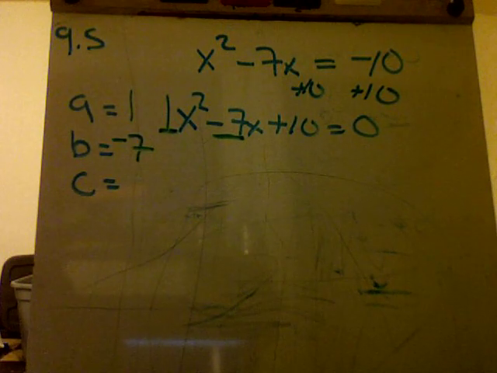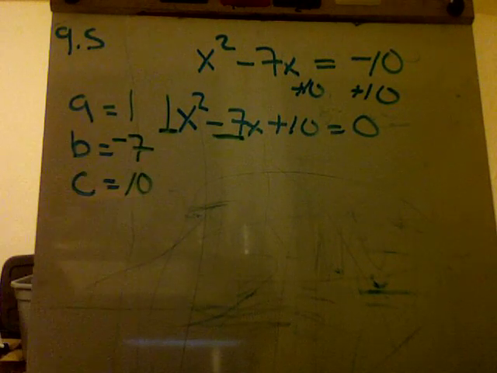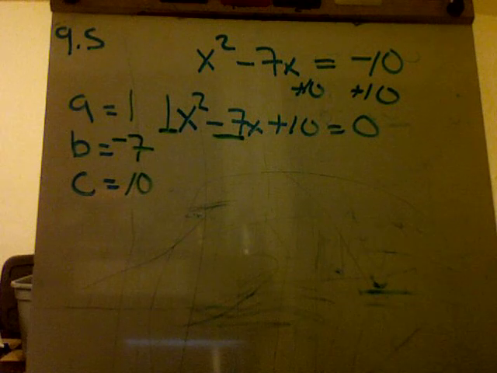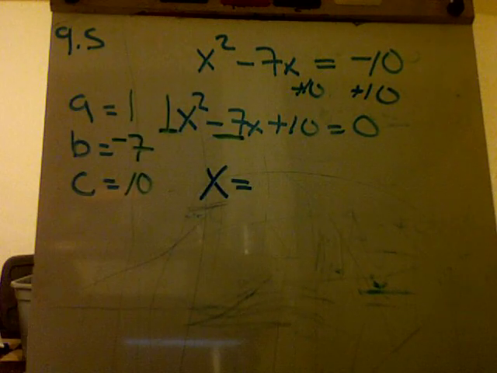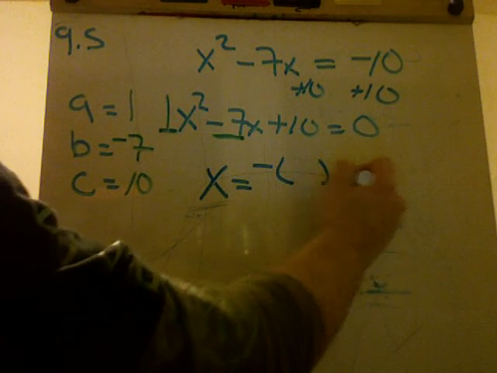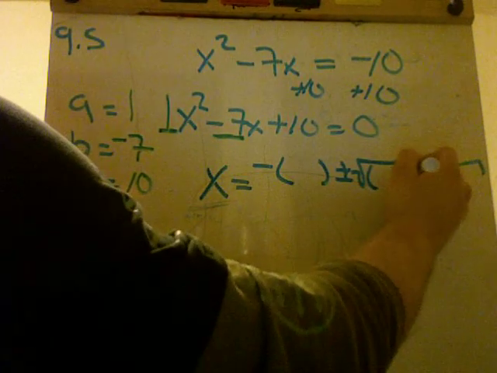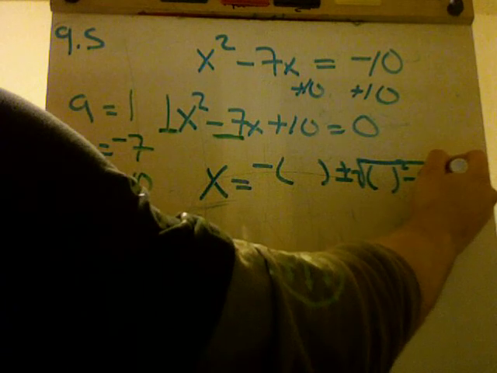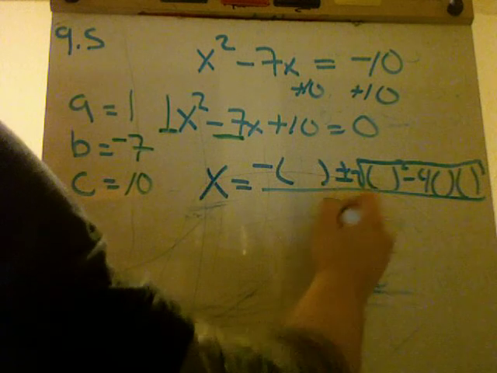Now my c term is the term that stands alone. It doesn't have any variables, it's just a number. In this case, it's a 10. So now I'm going to use the quadratic formula. The quadratic formula says I can solve for x, or whatever variable I'm looking for here. I take negative b plus or minus the square root of b squared minus 4ac. I'm going to divide that whole thing by 2a.